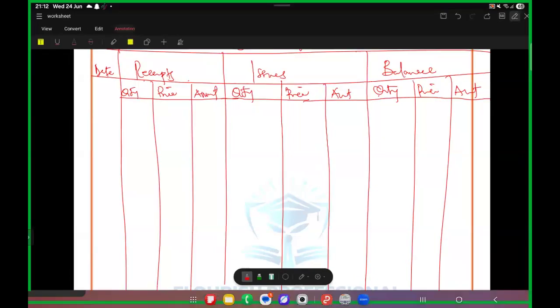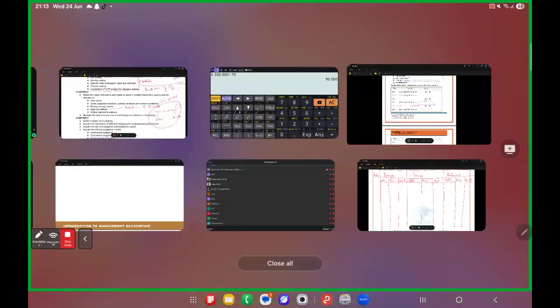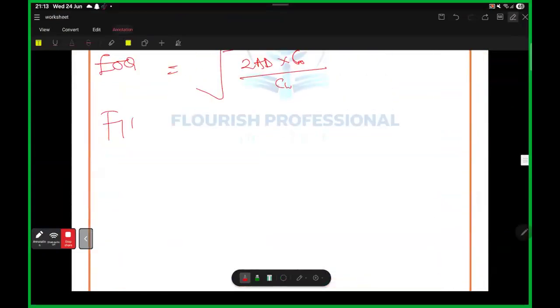So when you check, the first one is what? A receipt. So on the first day, they did a receipt and an issue. And then we have the 4 methods of inventory valuation: the FIFO, first in, first out; LIFO, last in, first out; then we have the weighted average and the simple average.